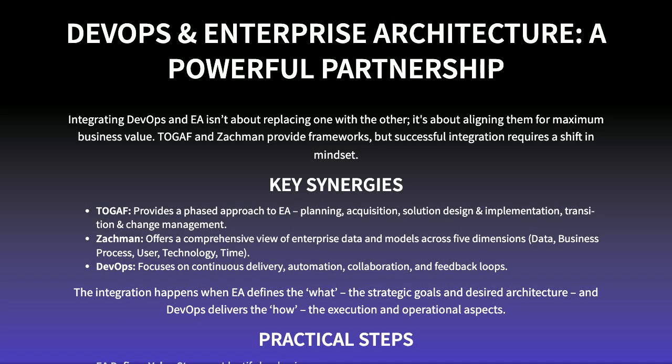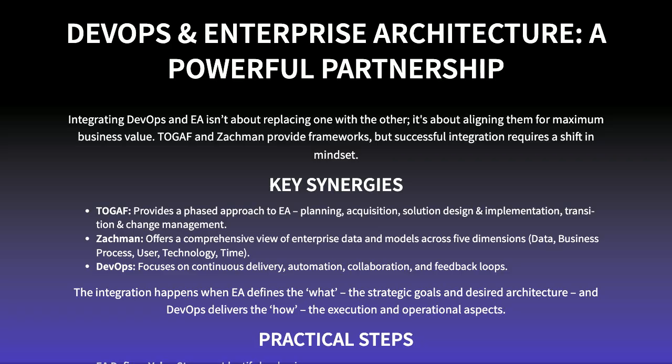Let's talk about bringing DevOps and enterprise architecture together. Think of TOGAF as a roadmap for building your overall architecture. It gives you a structured way to plan, design, and implement changes. Zachman's model helps you understand the different perspectives needed to see the whole picture, from data all the way up to technology and time. Now, DevOps is all about getting things done quickly and efficiently through automation and collaboration. The magic happens when these two approaches work hand in hand.